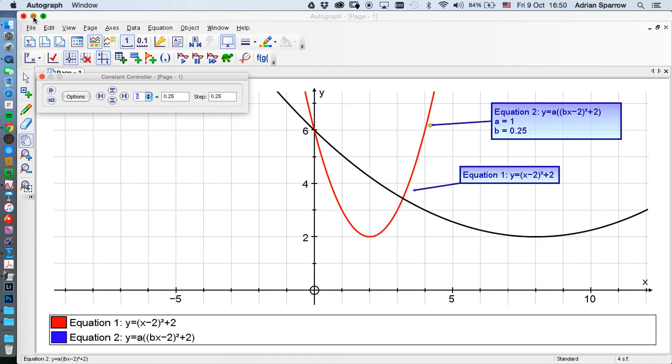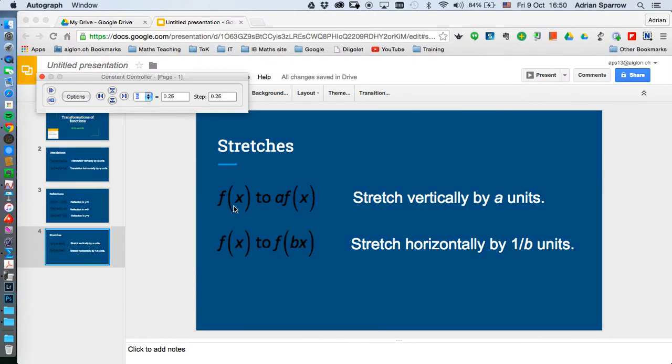We write it up like this. Stretches: if we multiply the whole thing, it's a stretch by a units. If we multiply just the x, it's a stretch by 1 over b units. So we've got our two stretches, our horizontal stretch and our vertical stretch.